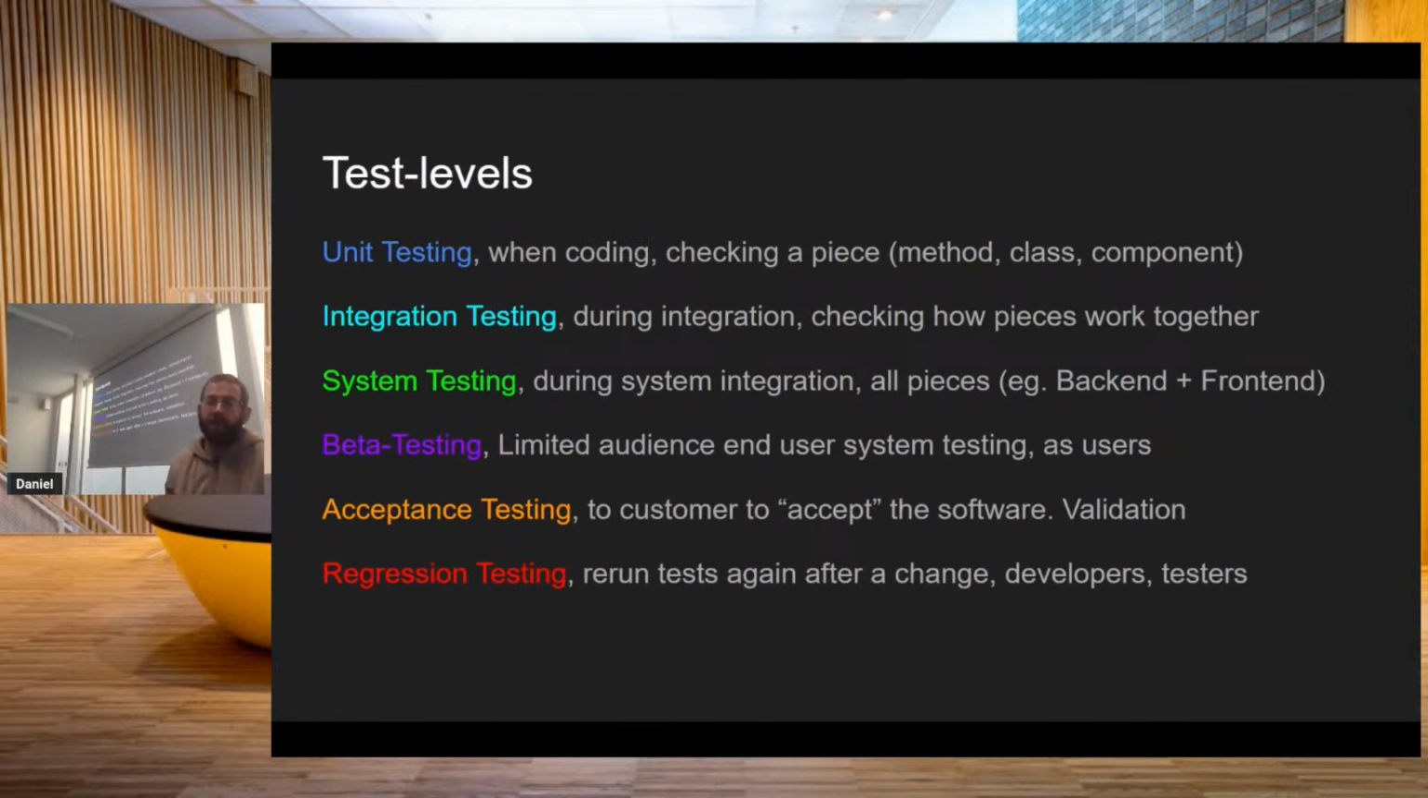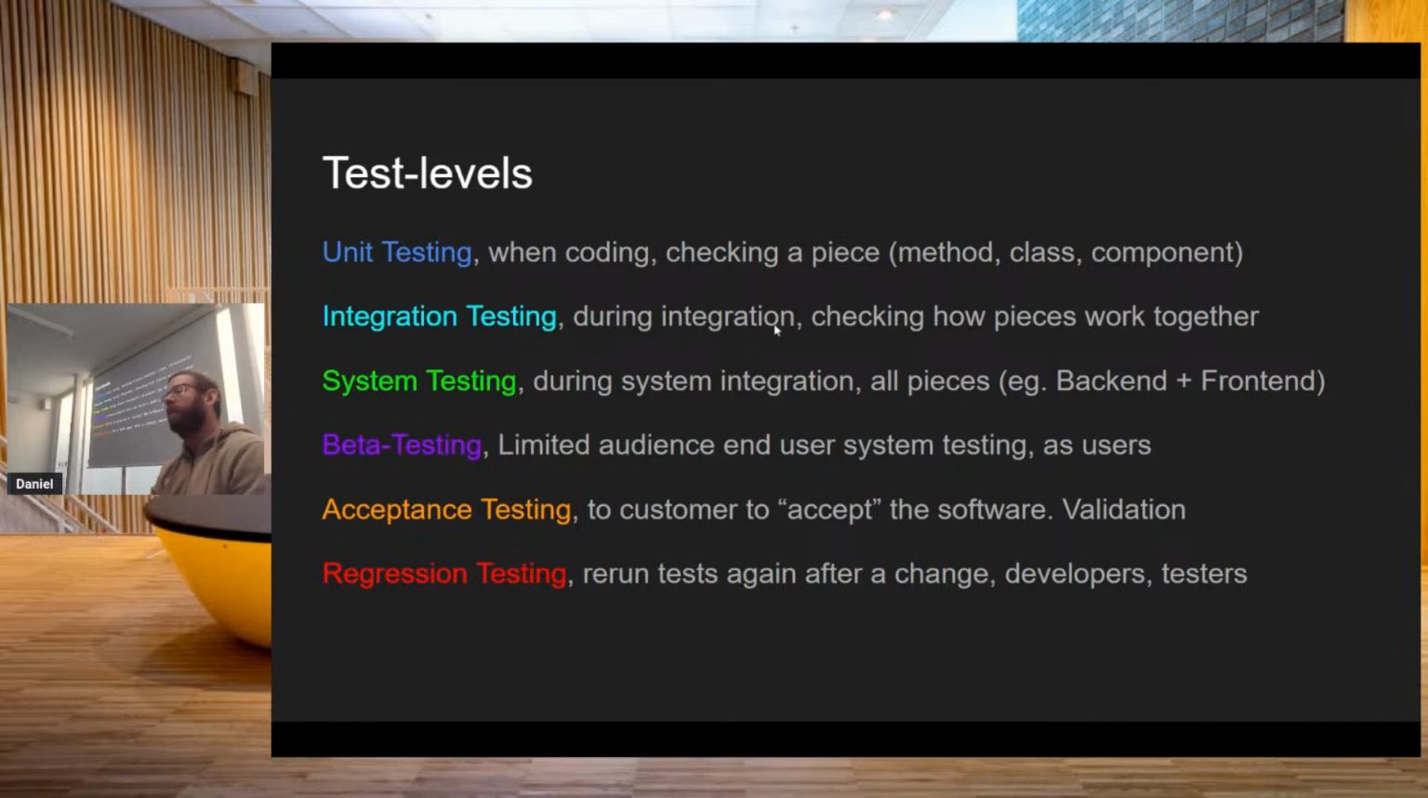Okay, so finally, we have a number of different levels of testing. Testing can happen on unit level. Unit testing is testing the smallest parts of the program. We do that when coding. Even before coding in test-driven development, we write the test before we start coding. You're checking a piece of the program, a method, a class, a component, some part, and you decide this is a unit test of this unit, a piece.